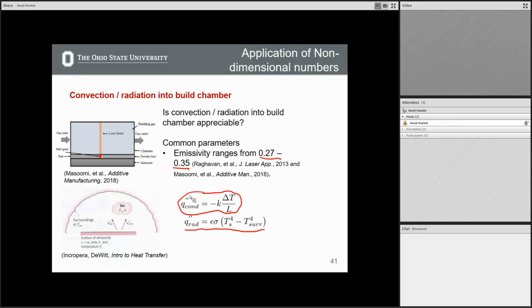So as far as I know, there's not a certain non-dimensional number that quantifies the ratio of conductive heat transfer to radiative heat transfer, but we can definitely look at this in terms of a ratio, right? They have the same units.